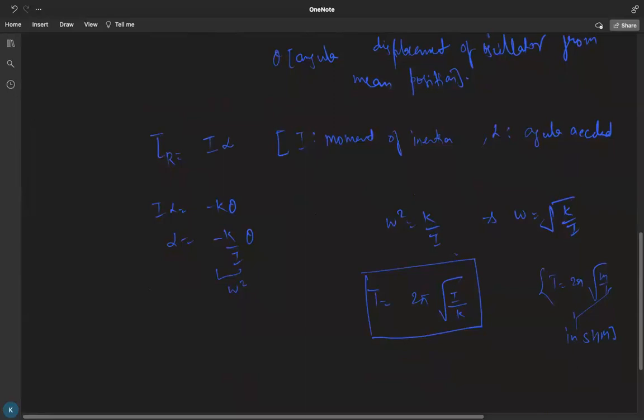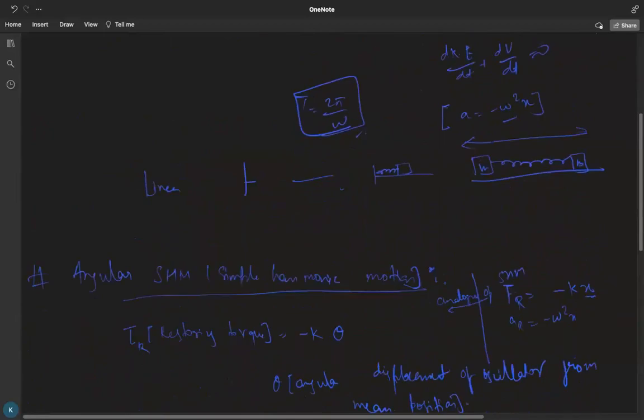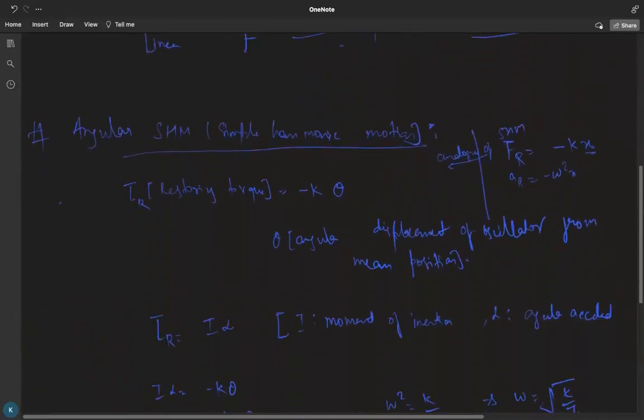Here we can also analyze one thing: in simple harmonic motion, the time period is 2 pi root under m by k for a single spring-mass system. Here also the time period is 2 pi root under I by k, where I take the analog of mass. Now let me tell you something.